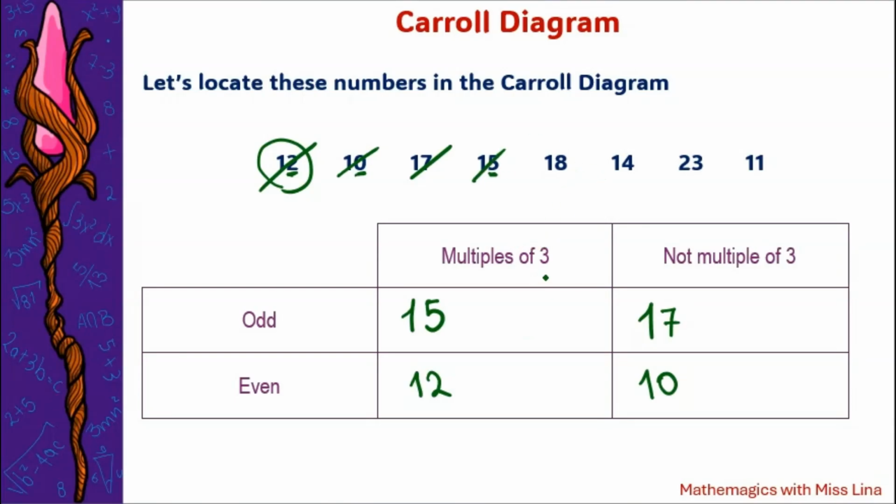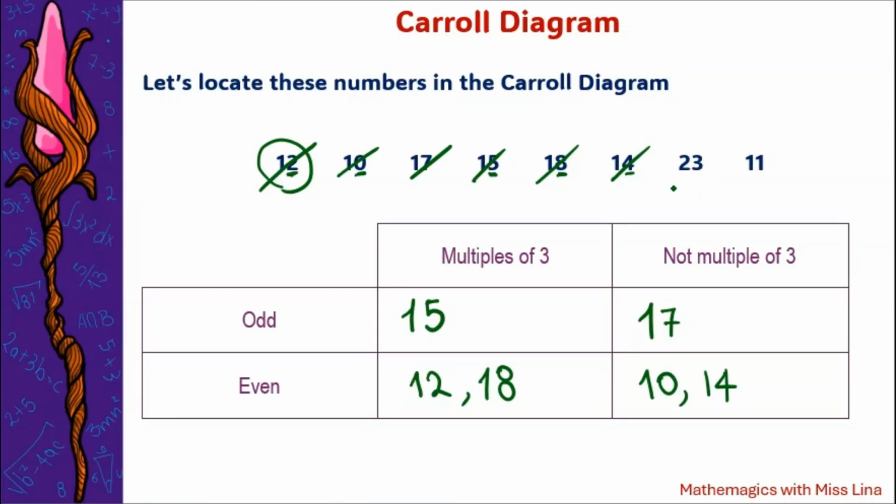18, it is a multiple of 3. 3 times 6 is 18. And it is an even number. So it should go here with the 12. 14, not a multiple of 3. And it is an even number. So we put it here.